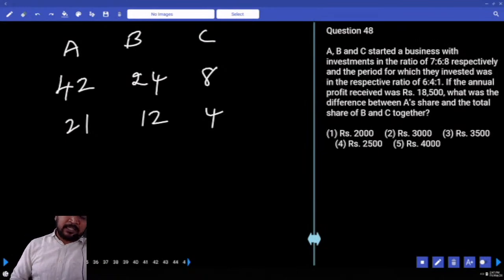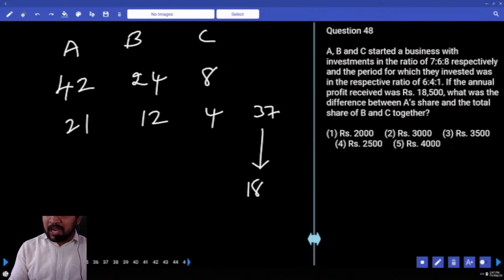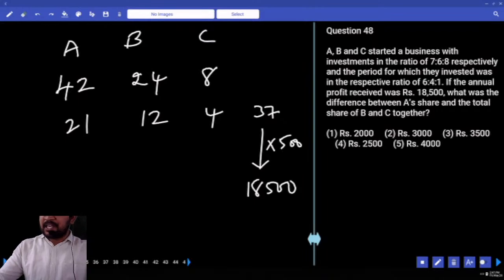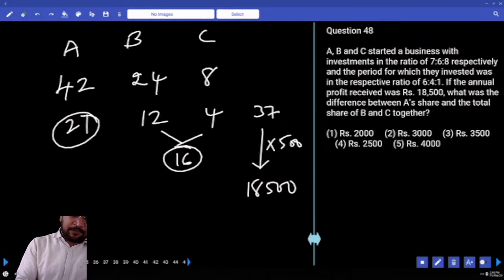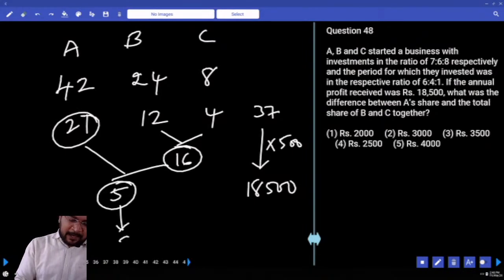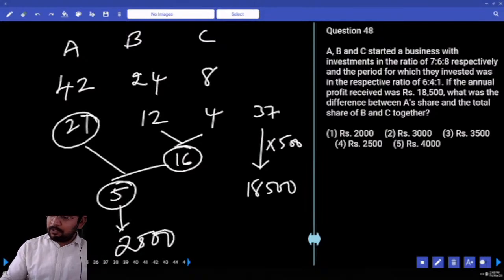21 plus 12 is 33, plus 4 is 37. So 37 parts is nothing but 18,500, and 37 times 5 is exactly 500, so one part is 500. They are asking the difference between A's share and the total share of B and C. That difference is 5 parts. One part is 500, so 5 parts, your answer is 2,500.